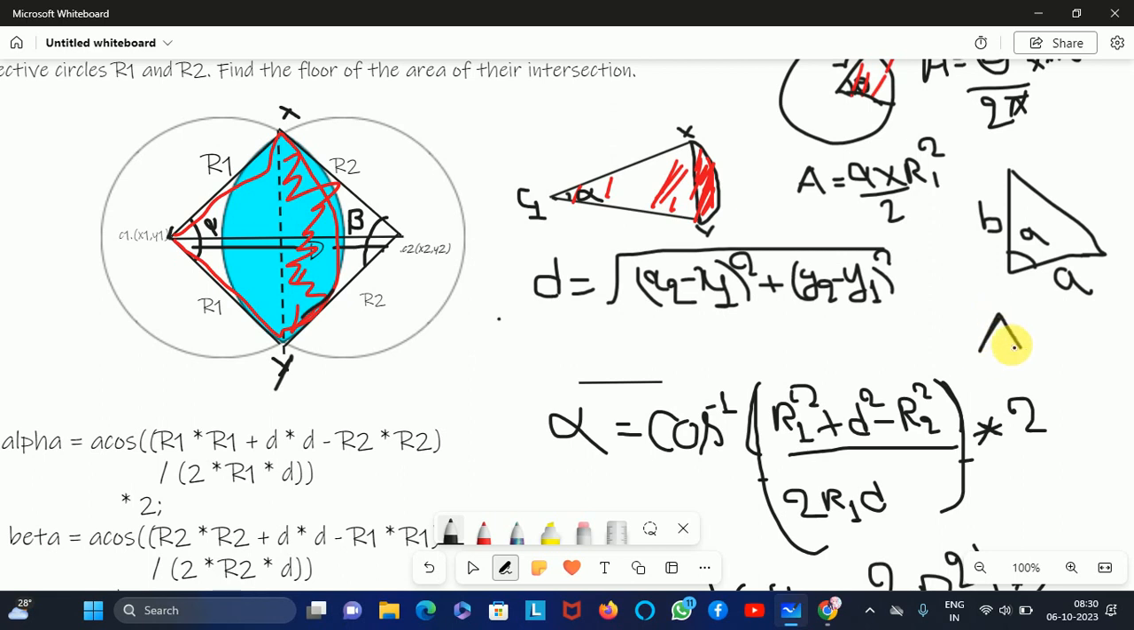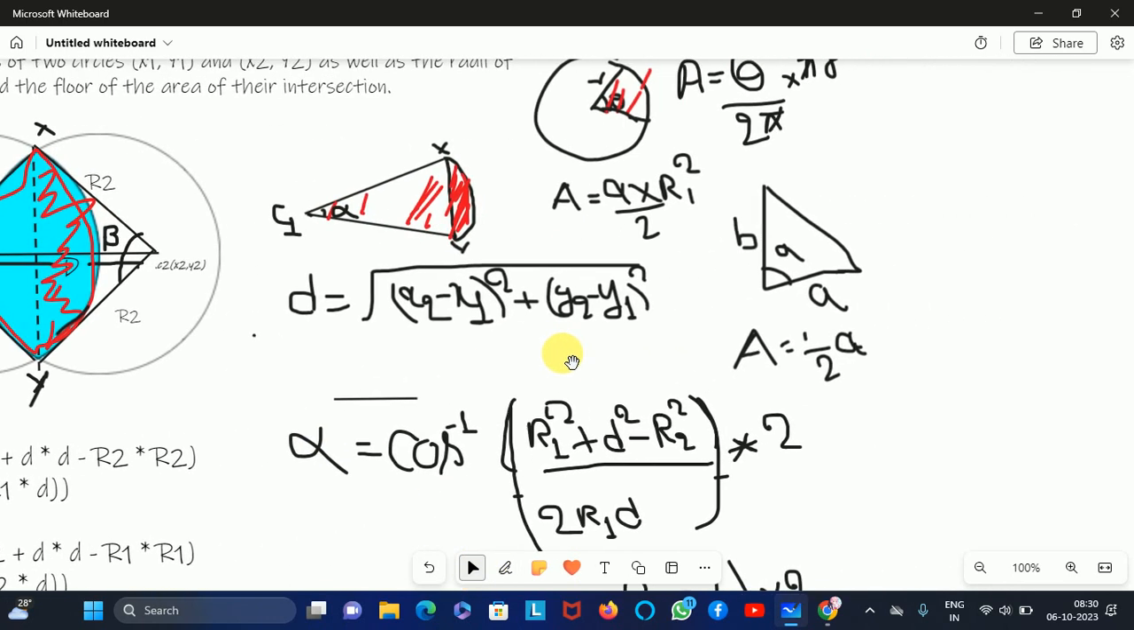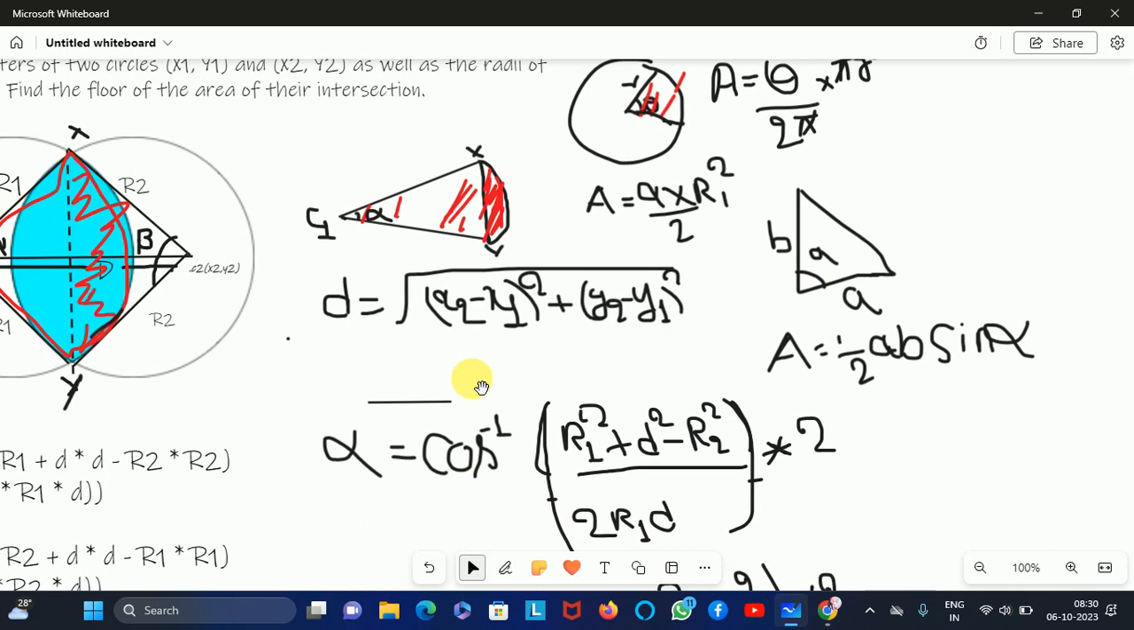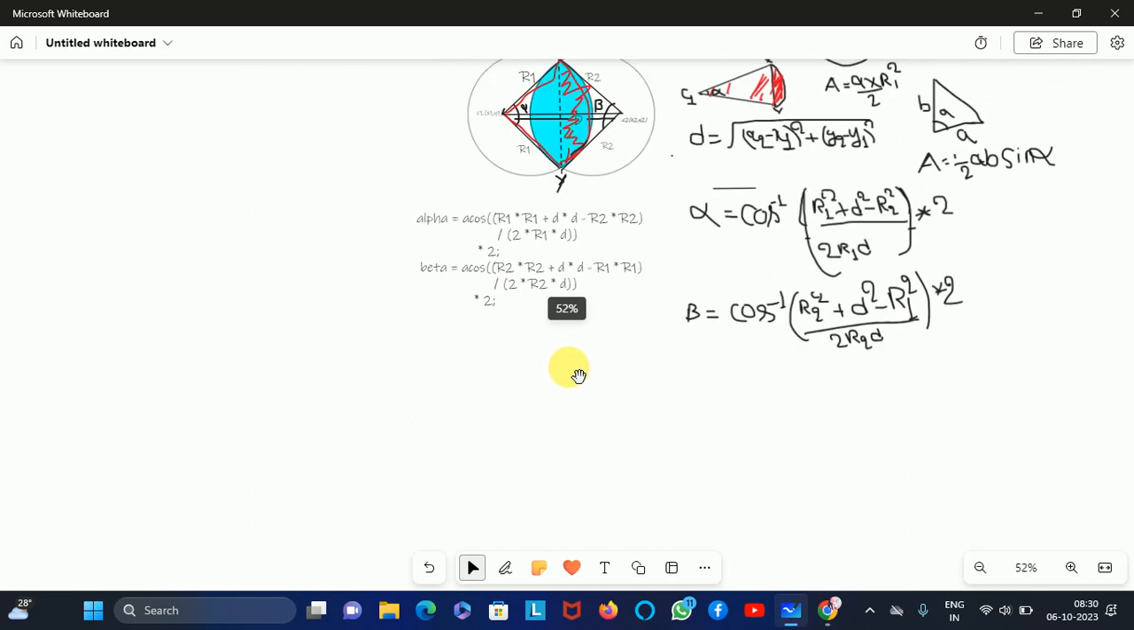So we know the area of this triangle is 1 by 2 AB sine alpha. We know that. Similarly, I will go here also.